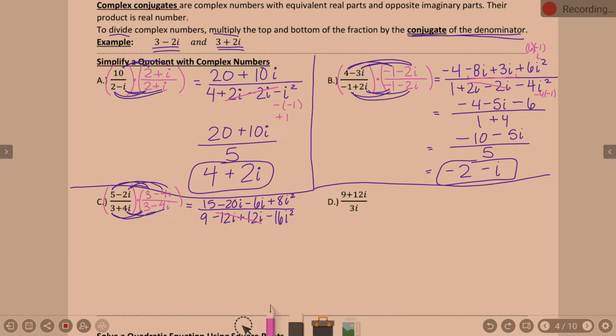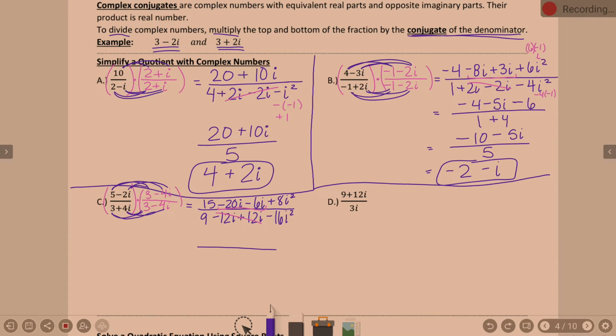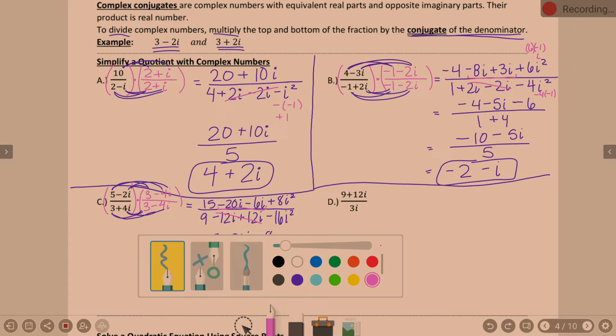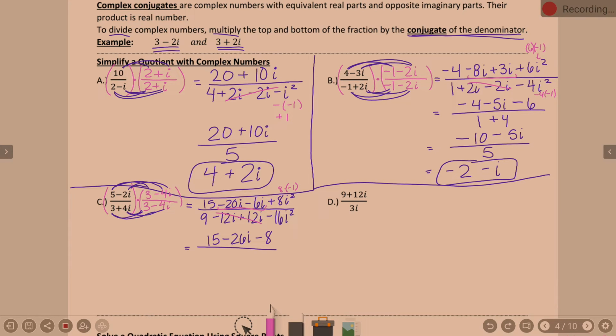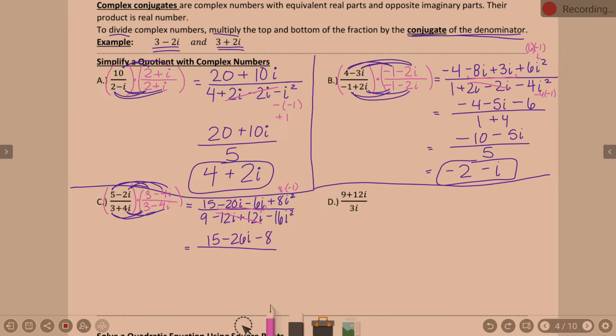On top, negative 20i minus 6i is going to be minus 26i. If I work on that numerator, I also have a 15. And what about this plus 8i squared? Yeah, it's going to end up being minus 8 because i squared is negative 1, and 8 times negative 1 is minus 8. In the denominator, we have the 9, and what do we know about the minus 16i squared?